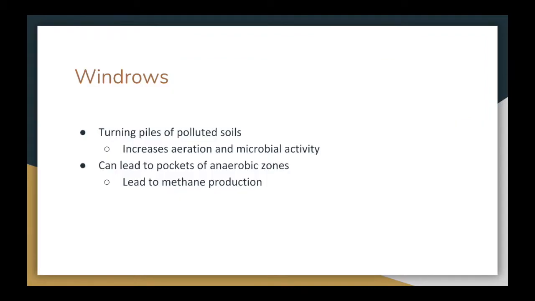Windrows rely on periodically turning piles of polluted soil to increase bacterial and microbial activity in the degradation process. The increased activity is due to an increase in aeration from the turning, adding water if necessary, and uniformly distributing the pollutant and nutrients. It can sometimes lead to pockets of anaerobic zones which lead to the production of methane, the greenhouse gas. It is not as controlled as biopiles.